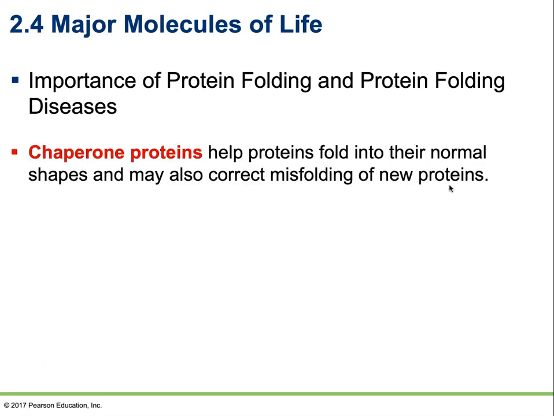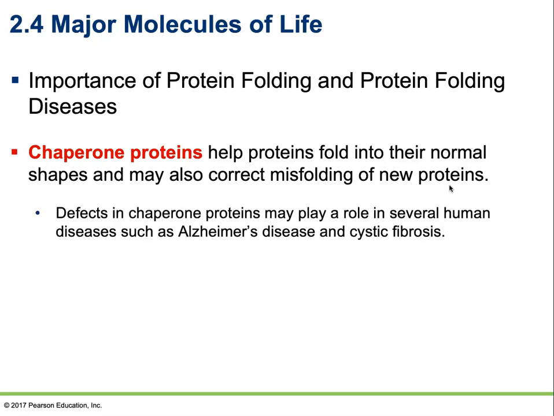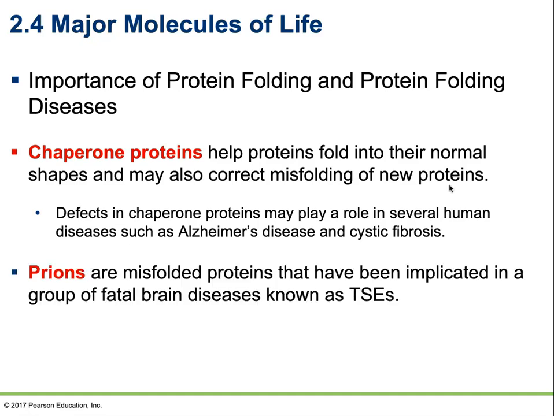But there are also chaperone proteins that can help proteins fold into their normal shapes. They can also help correct the misfolding of new proteins. They're very important, and defects in chaperone proteins may be playing a role in several human diseases such as Alzheimer's disease and cystic fibrosis. So if these chaperone proteins are defective or not doing their job, we could see misfolded proteins coming off the line.